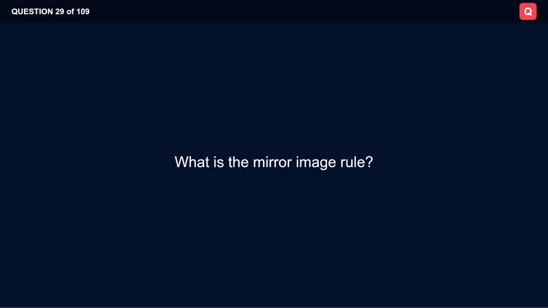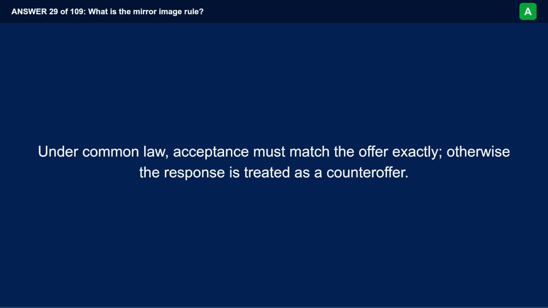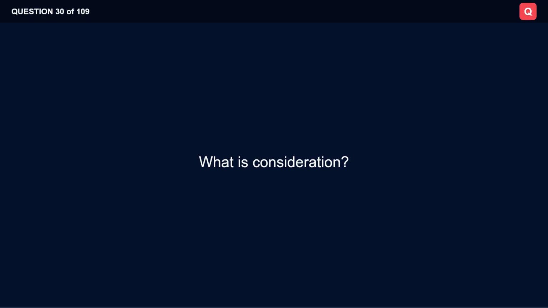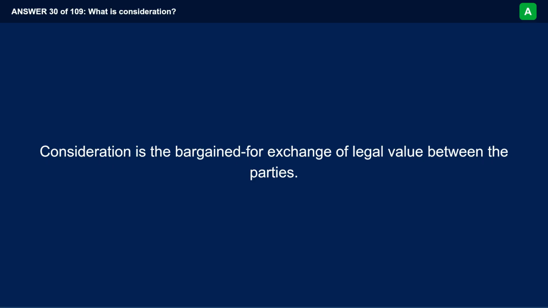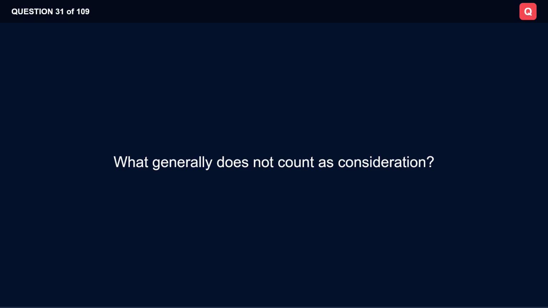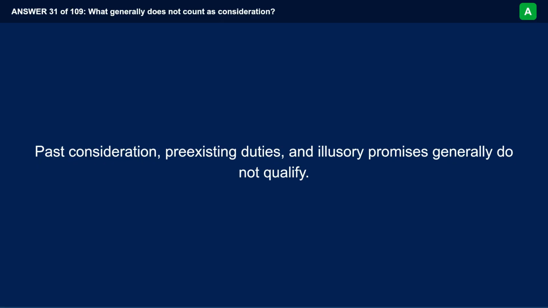What is the mirror image rule? Under common law, acceptance must match the offer exactly. Otherwise, the response is treated as a counteroffer. What is consideration? Consideration is the bargained-for exchange of legal value between the parties. What generally does not count as consideration? Past consideration, pre-existing duties, and illusory promises generally do not qualify.